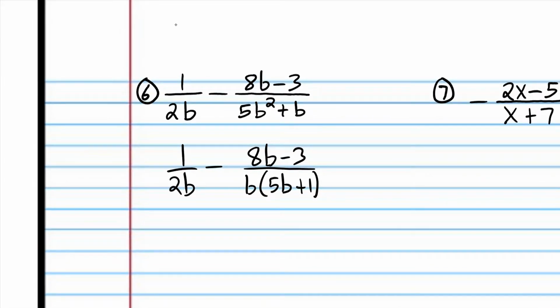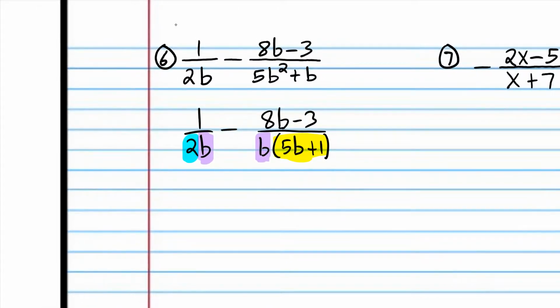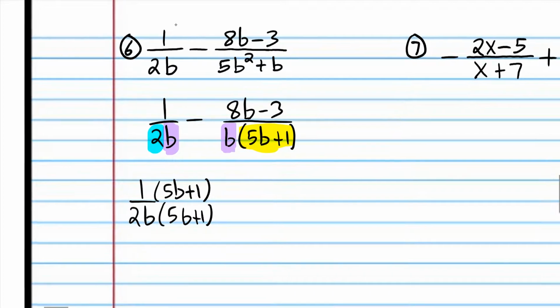And now we see we have 3 species, if you will. We have a 5b plus 1, and we have a b that's common to both of them, and then we have a 2. So we have 3 things that we need on all the denominators. So I'm going to multiply both sides of the left fraction by 5b plus 1, because we need a 5b plus 1 on the left fraction.